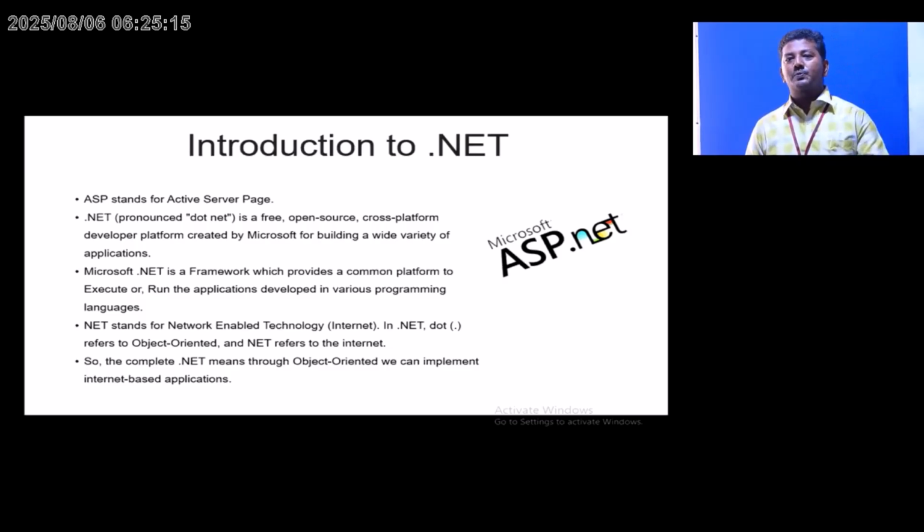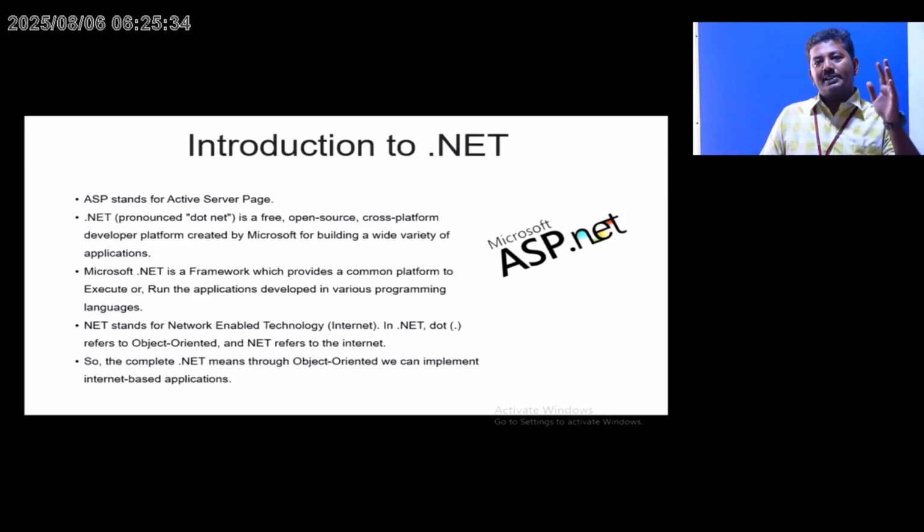First of all, ASP stands for Active Server Pages, and .NET is an open source as well as cross-platform developer platform. It is a Microsoft product, a framework which provides a common platform for executing or running the applications developed in various programming languages.